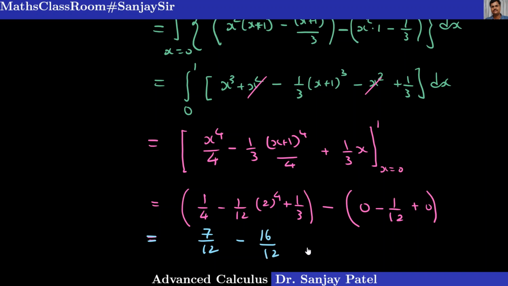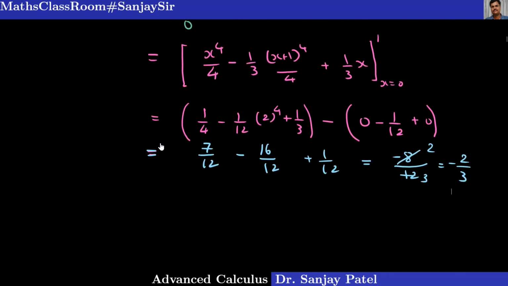And this is plus 1 upon 12. If you do this way, it is very simple because all denominators are 12. So we just have to add the numerators. So 7 plus 1 is 8, and 8 minus 16 is minus 8. So cancelling this, 2 4s are 8 and 3 4s are 12. So the final answer is minus 2 by 3. So this is the value of this integral.